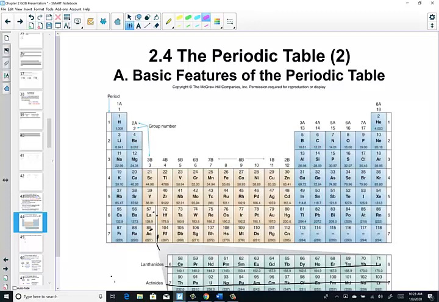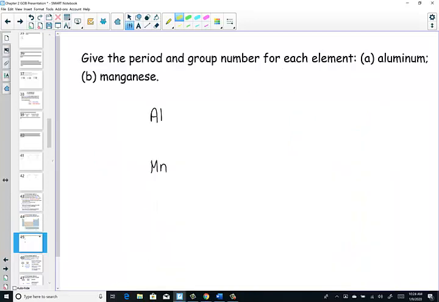Well, the first, aluminum, I recognize as being here on the periodic table. To locate its group number, we look up at the top of the column. It is located in group 3A. To find its period number, we count how many rows down it is, and it is located in period 3. So aluminum: group 3A, period 3.